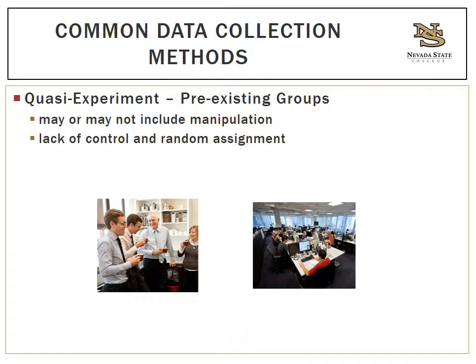So, for example, instead of having a randomly assigned group drink caffeinated coffee and a randomly assigned group drink non-caffeinated coffee, and then comparing performance across those two groups, you could simply measure performance and compare it between those who already drink coffee and those who don't. Think about some of the problems with that, though, and why you can't make a causal inference in that situation.